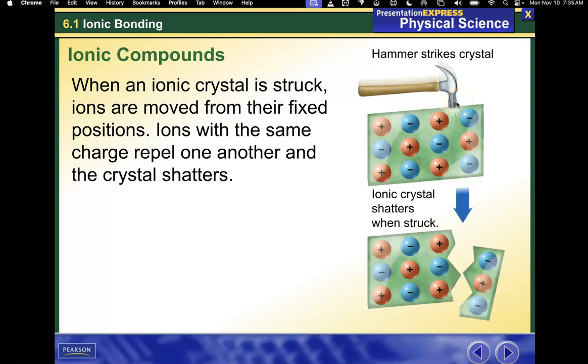Here's the hitting of a crystal. So we hit the crystal with the hammer, and you can see it will shatter when struck, okay? Because there's repulsion going on amongst these ions. Negative ions are pushing against each other. Positive ions are attracting negative. So when you strike it, you get a shattered crystal. And that's why it shatters.